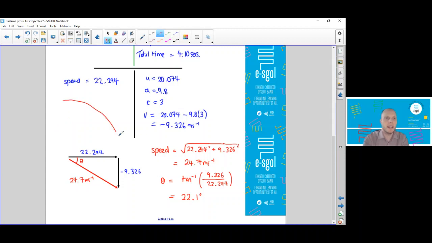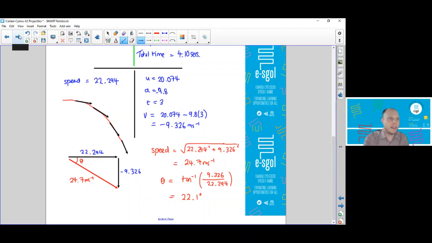Okay, so as we're falling, if I draw some tangents on here, we go in that direction, then we go in that direction, then we go in that direction, and then we go in that direction, and these arrows are getting steeper and steeper because the vertical component is getting bigger and bigger. Okay, and that's what generates the curved path, which is called our trajectory.